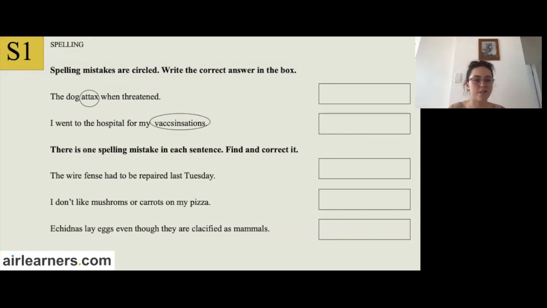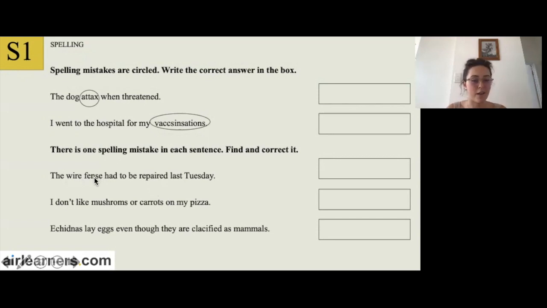With a sentence like this, you're likely to know at least a few words. You'll probably know the word the, had, to, be, maybe last, and maybe Tuesday. I'd say that's a word you might write nearly every week. The other words like wire, fence, or repaired, you might not be as familiar with. In that case, you would go back to those three words, having eliminated the rest, and sound out how you think the word's spelled. So wire, that sounds right.